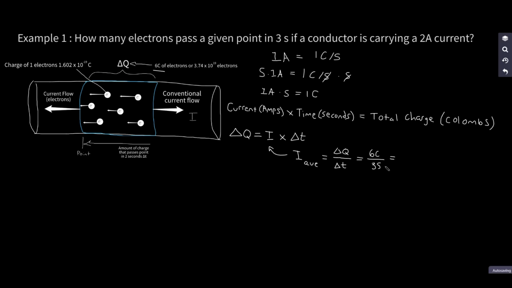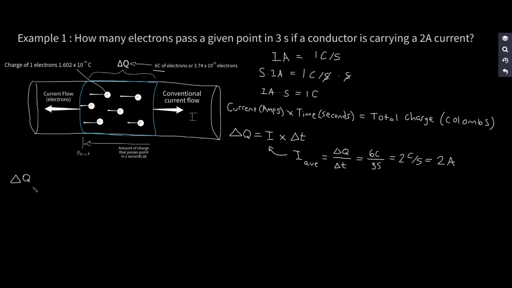Okay, so 6 divided by 3 is 2. That is 2 coulombs per second. Coulombs per second, by definition, is 1 ampere. 1 coulomb per second is 1 ampere. So 2 coulombs per second is 2 amperes. So this is the same thing as 2 amperes.